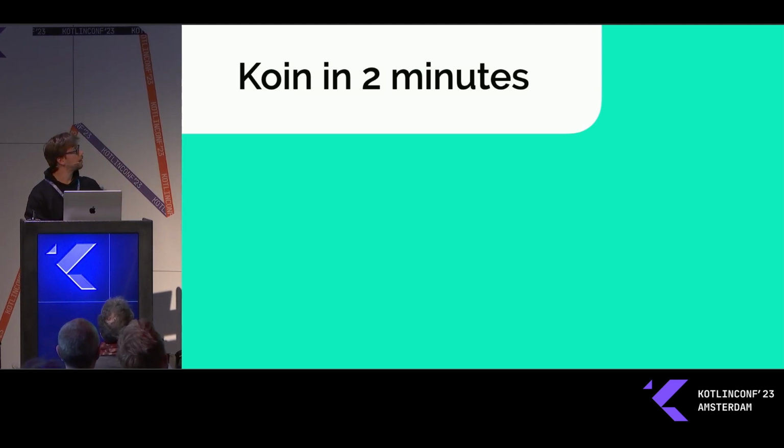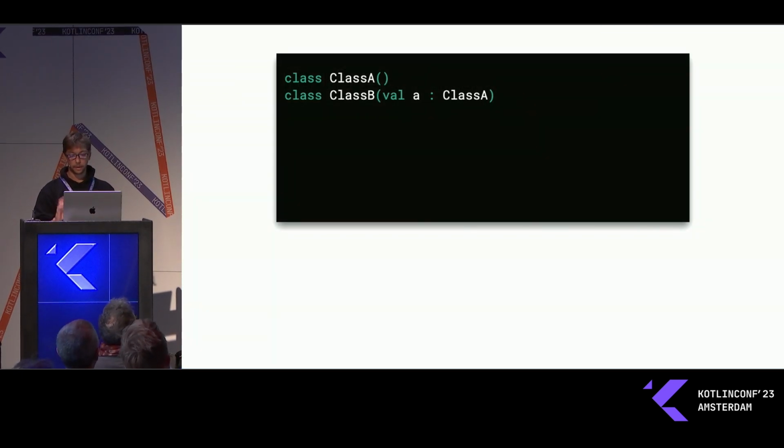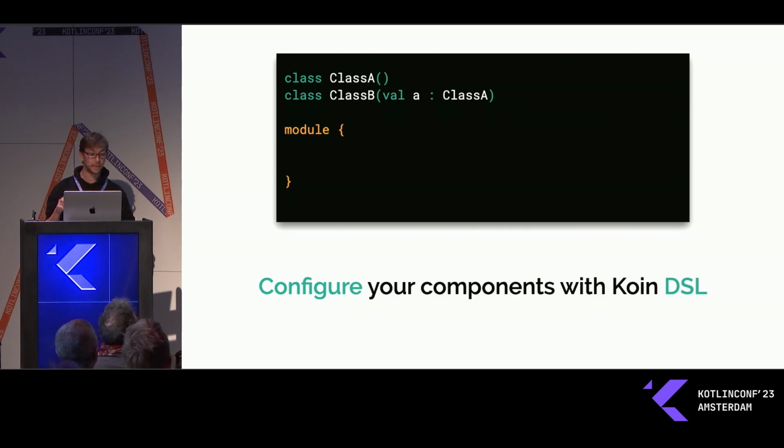Let's step back, and I'll try to explain Koin in 2 minutes, more or less. What's dependency injection about? Dependency injection is about having a few classes, wiring them, and having access to them as instances. Let's have a simple case here, for example, class A, class B.